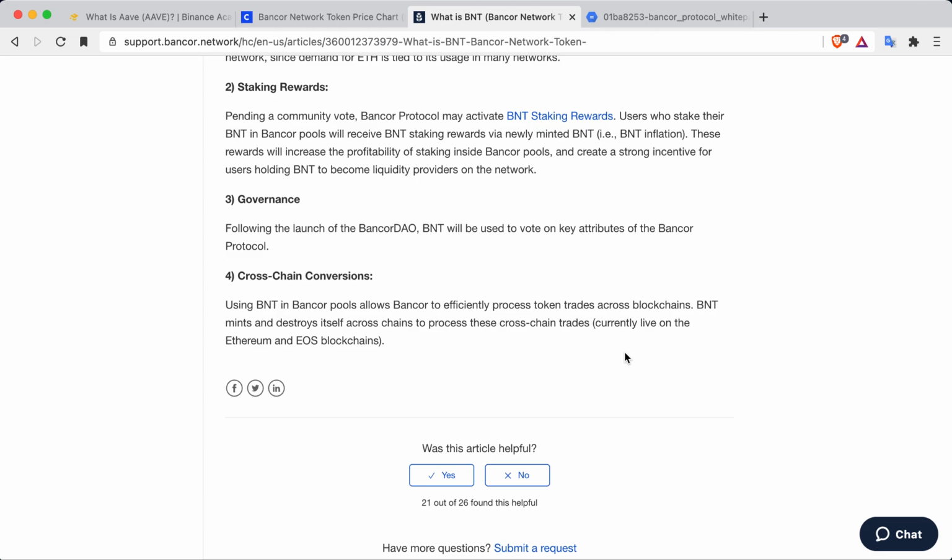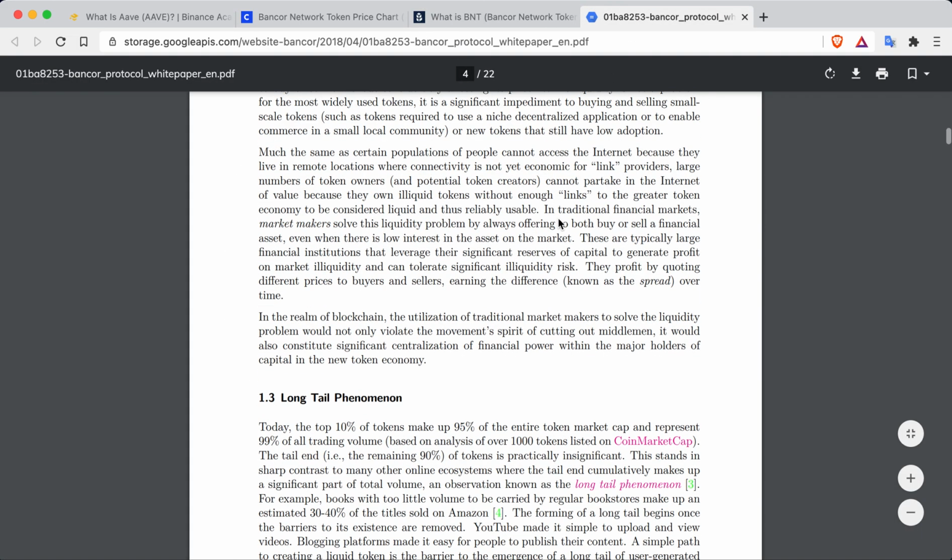It's interesting that it says cross-chain conversions. My mistake, I thought that said conversations. Conversions, guys. My mistake. It's interesting that it says BNT mints and destroys itself across chains to process these cross-chain trades. I'll have to research more about this because I need to understand fully what they mean when they say BNT mints and destroys itself across chains to process these cross-chain trades. Again, you can find this information in the white paper.